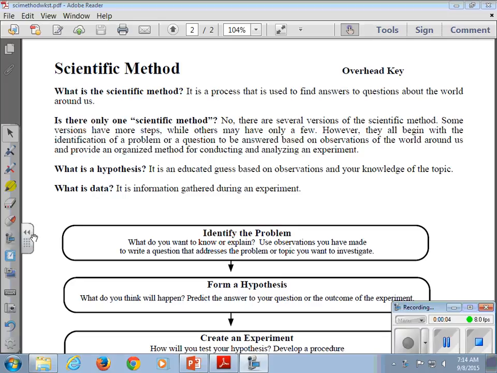Okay, let's take a look at the scientific method notes that we need to fill in. This should be page 1 of your packet. To start, it says, what is the scientific method? It is a process to use to find answers to questions about the world around us.